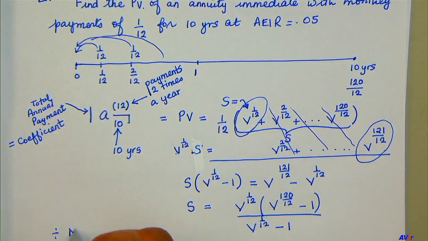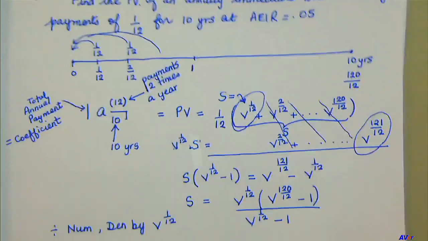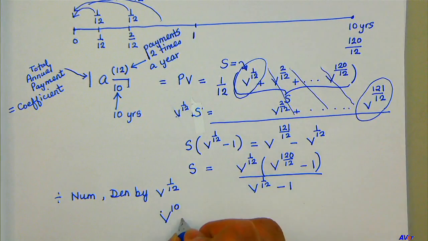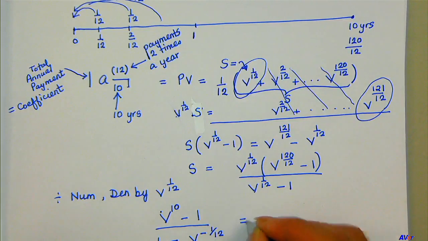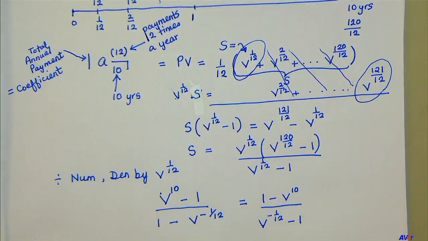Divide numerator and denominator by V to the 1/12. So I get V to the 10 minus 1 divided by 1 minus V to the negative 1/12. I'm dividing everything by V to the 1/12. If I flip these around, factor out a minus 1, I would get 1 minus V to the 10 over V to the minus 1/12 minus 1. All I did was divide top and bottom by minus 1.